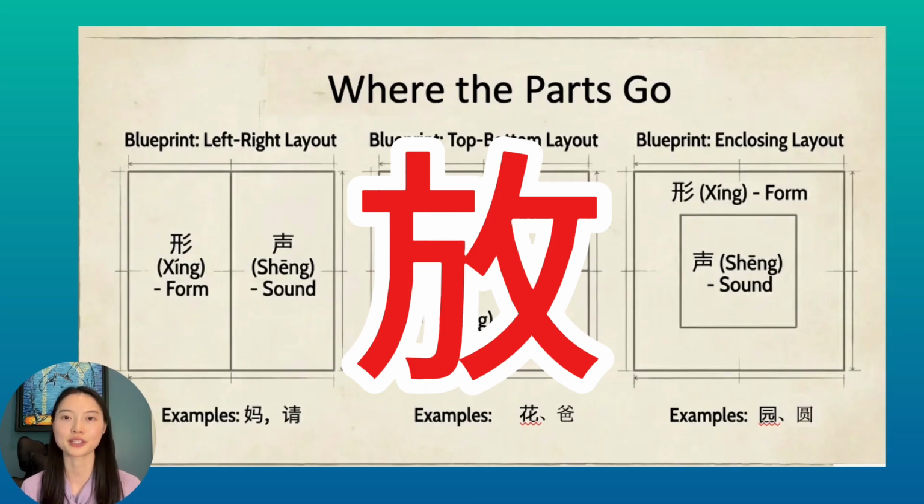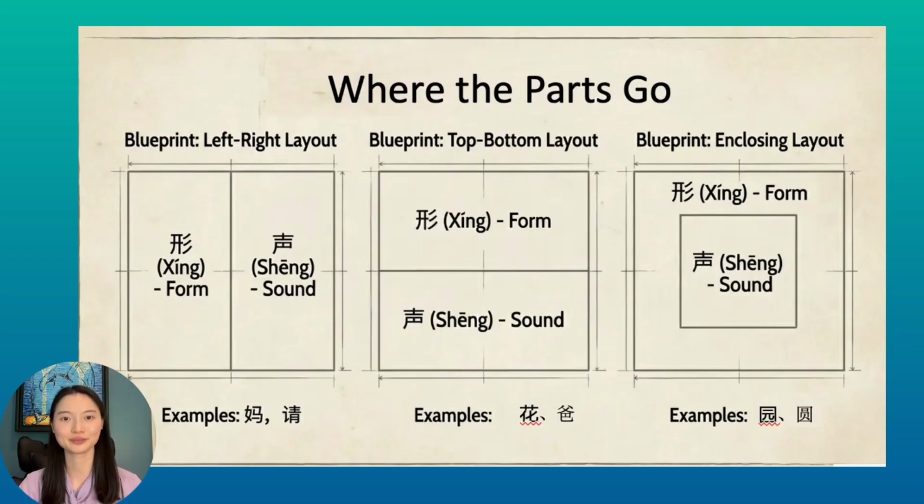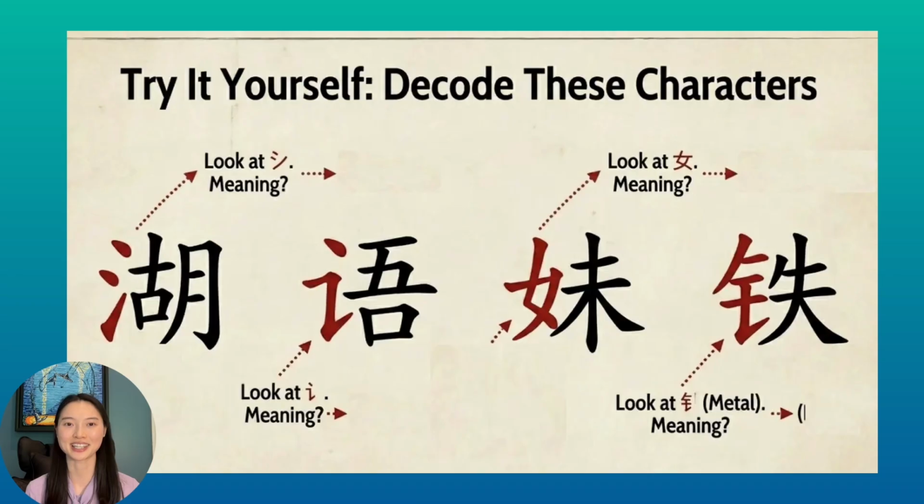So don't memorize positions. Learn to recognize the 2 components and ask, which one is the meaning, which one is the sound. Time to use your new superpower. Let's decode this together. Characters you may have never studied. 湖. I see the water radical on the left, so you can guess something wet. 语, this is a speech radical, something about words. 妹, the radical is female. Next one, 铁. The left side is a metal radical. From 金, gold medal. Can you guess?